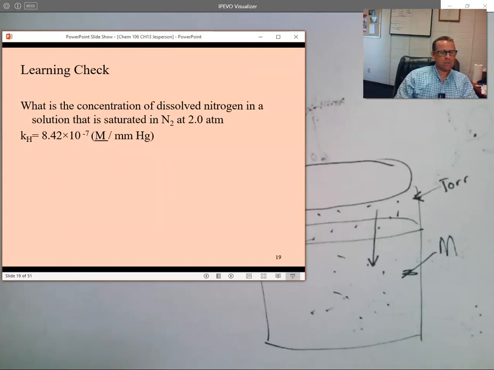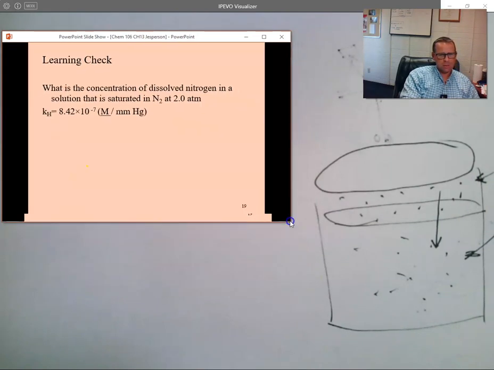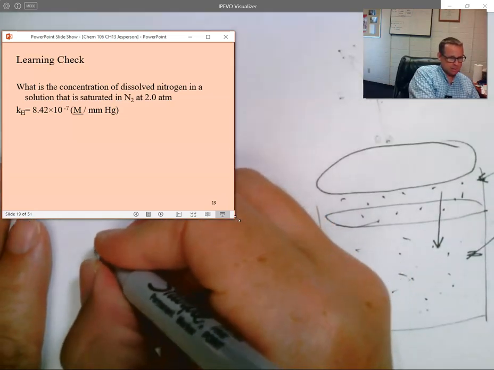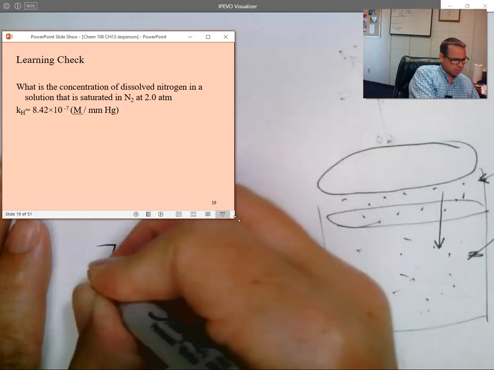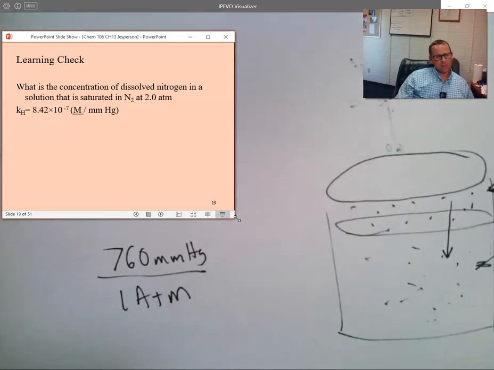What's the concentration of dissolved nitrogen in a solution that is saturated in nitrogen at 2 atmospheres? 2 atmospheres. Would we have to convert the atmospheres to millimeters? Yeah, good. Millimeters of mercury. Do you happen to remember that by chance? I know it's a constant, but no, sir, sorry. And that's not a big deal. They would give us that sort of thing, right? I think it's 760 millimeters of mercury is equal to, I think that's right, 1 atmosphere. Okay, let's just use that. It'll get us close enough.